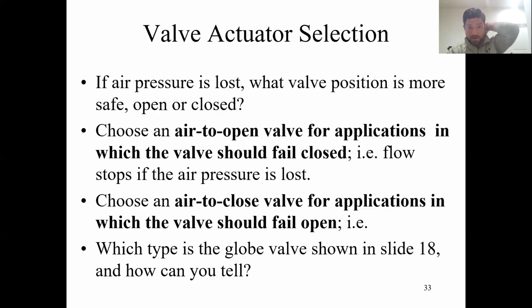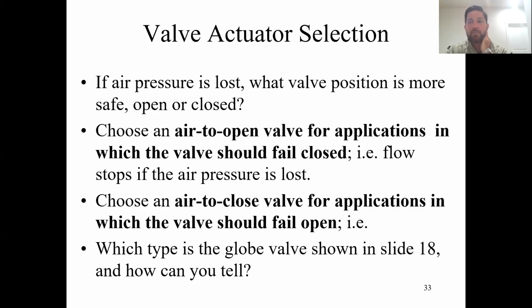Okay, so other criteria for a valve is going to be air to open or air to close. And so I'm going to ask you questions right here, and these are not hard questions. You should have seen this before, so maybe you can help me out so we can move forward quickly. Air to open or air to close kind of depends on what you want to happen when the air system fails, because air systems can fail.